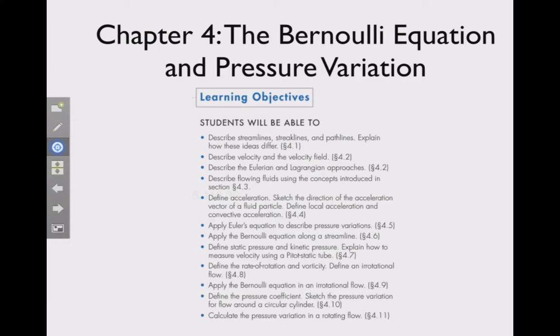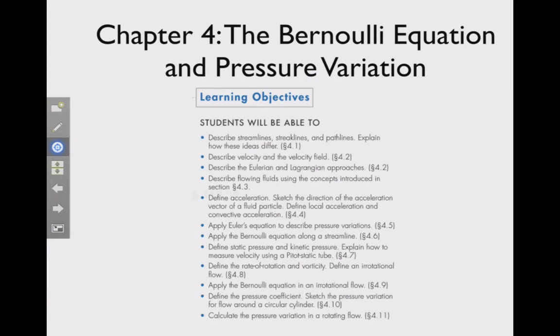We'll then follow up with a description of some tools that we're going to use to describe motion. So you can see in sections really 4.2 through 4.4 we're going to talk about velocity and acceleration and how we will use those descriptions of those quantities to describe fluid motion.